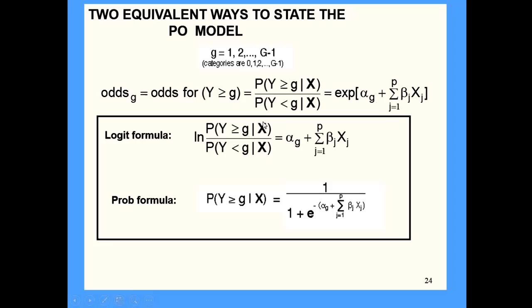So that's another way you can write the formula, in the logit form. You remember when you did binary logistic regression, you just had the linear part of the model. Well, that comes out when you write the logit form of the proportional odds model. So there are two ways to write it.